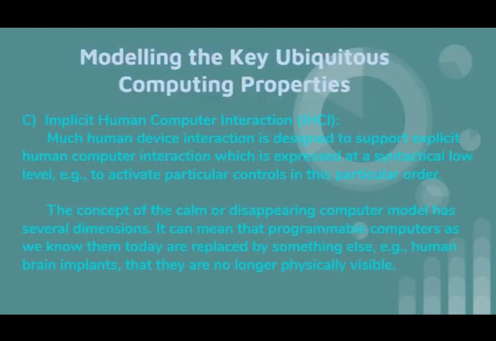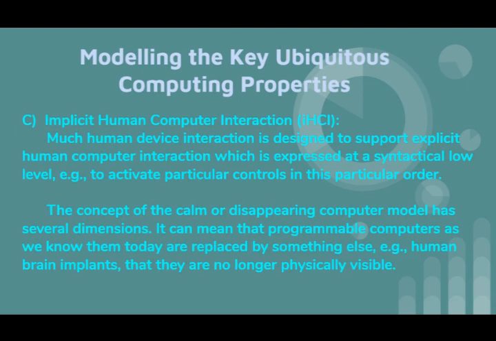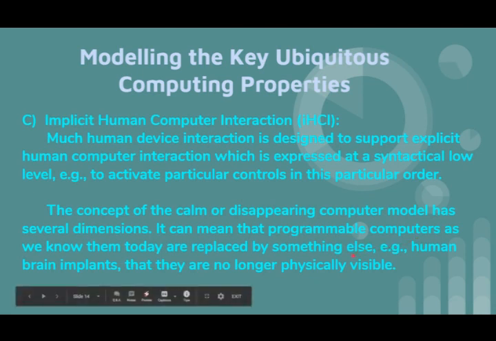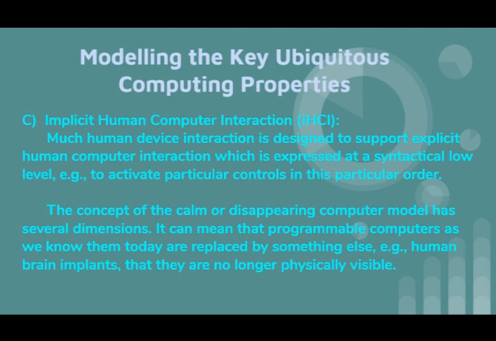Okay, then we have implicit human computer interaction. As I've said before, the concept of the calm computer, which means the human brain implants that are no longer physically visible, which is also important. This is implicit human computer interaction. There is not much human interaction. All that happens is the system dealing with things by itself.